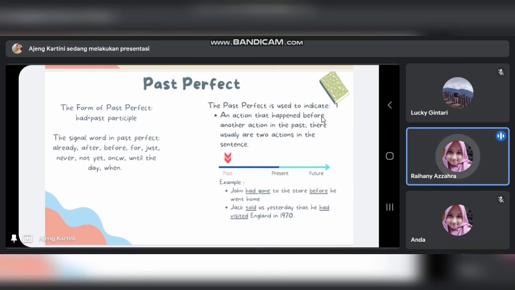Look at the example. John had gone to the store before he went home. In this sentence, the first action is John had gone to the store, and the second action is he went home. And next example, Jack told us yesterday that he had visited England in 1970.